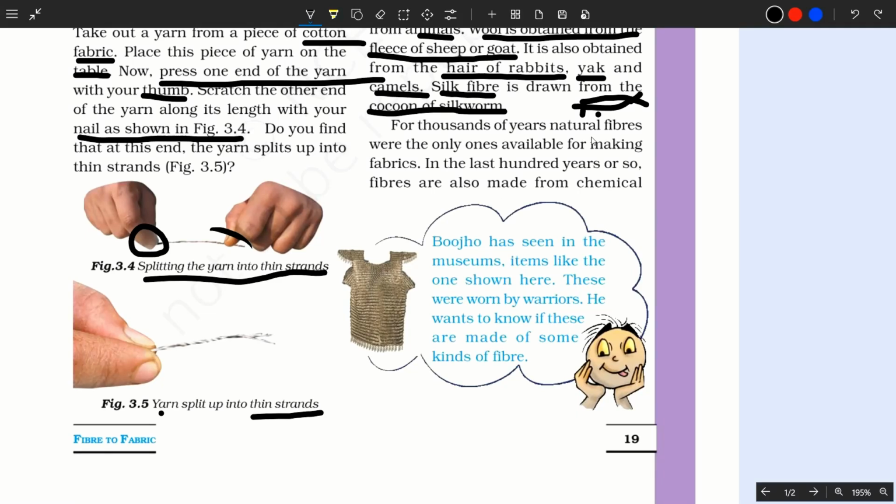For thousands of years, natural fibers were the only ones available for making fabrics. In the last 100 years, fabrics are also made from chemicals. Nowadays clothes are made from chemicals. To prepare natural fibers like wool we need thousands of years, so nowadays they are using chemicals to make fabrics.